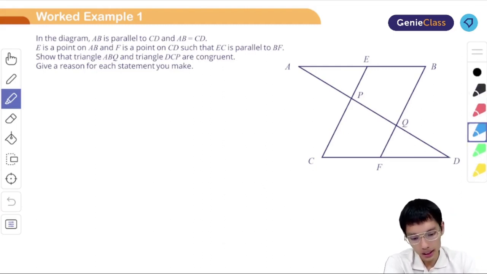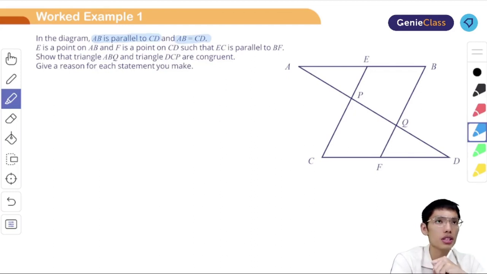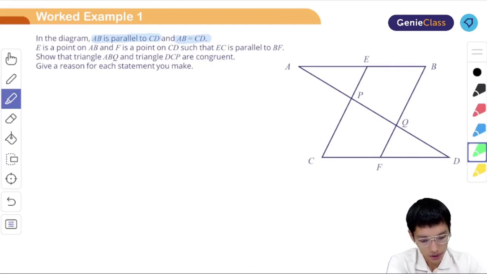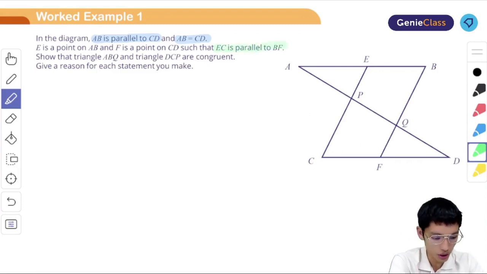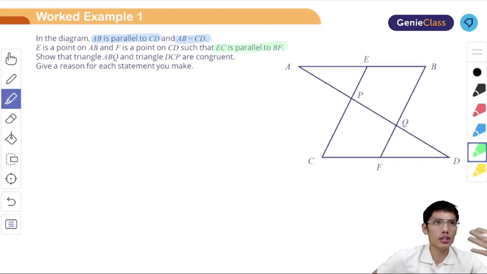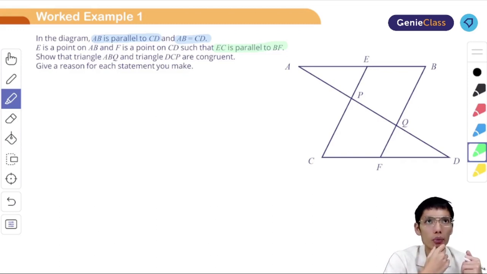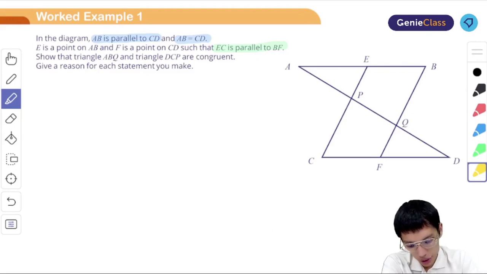So, they didn't draw it for you, but since they tell you so, you can assume that. AB is parallel to CD and AB equals CD. Each of them is very important. EC is parallel to BF. This is just telling you the points that are relevant to you, such that in this case, AEB and CFD are straight lines. And what happens? You have to show that triangle ABQ and triangle DCP are congruent.